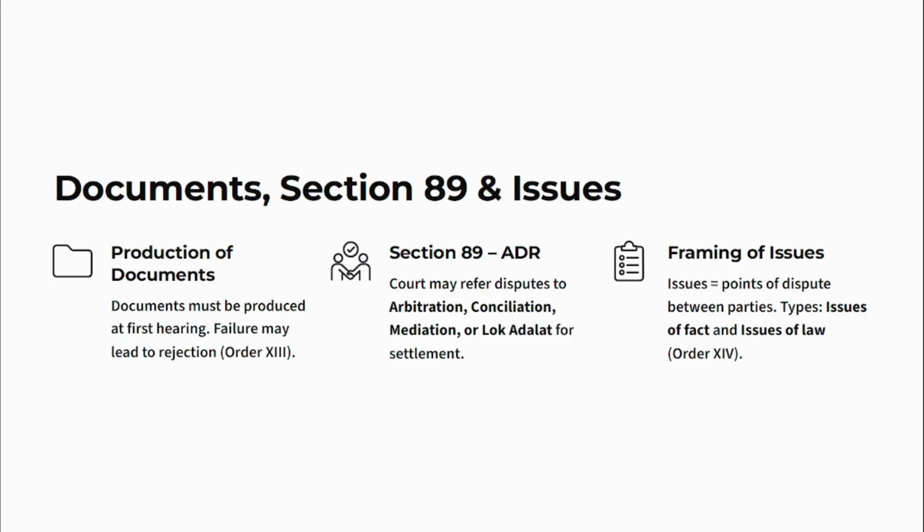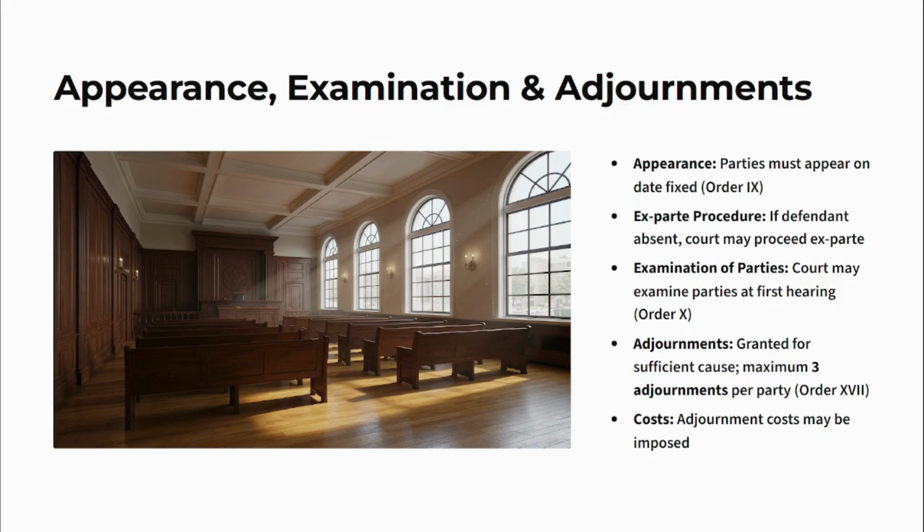Issues of two kinds: issues of fact, issues of law. So we'll see in the next slide: appearance, examination, adjournment. Order 9: parties must come to court on the fixed date. If the defendant does not show up, the court may decide the case without them, ex parte. Then Order 10: the court can directly ask the parties questions at the first hearing to understand the real dispute.